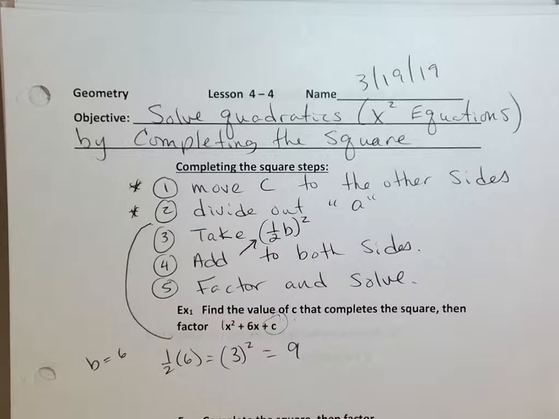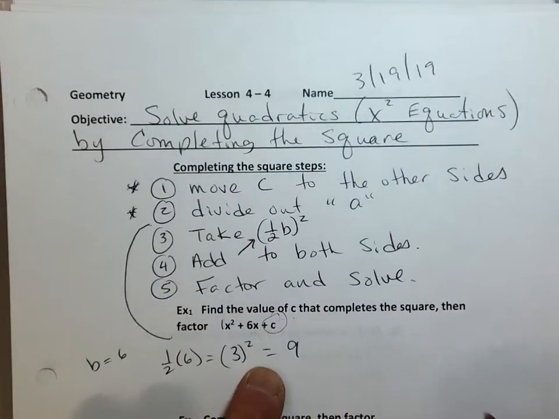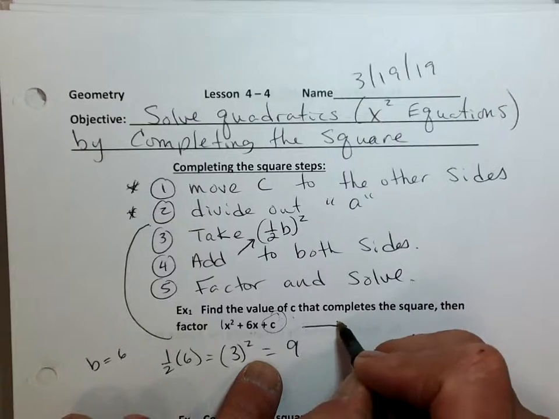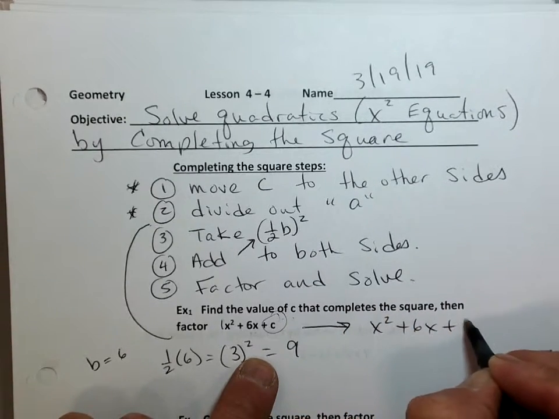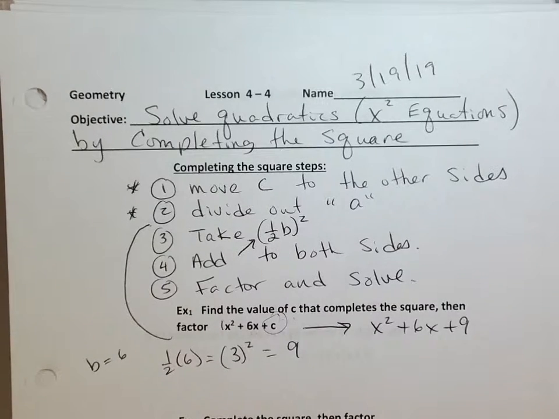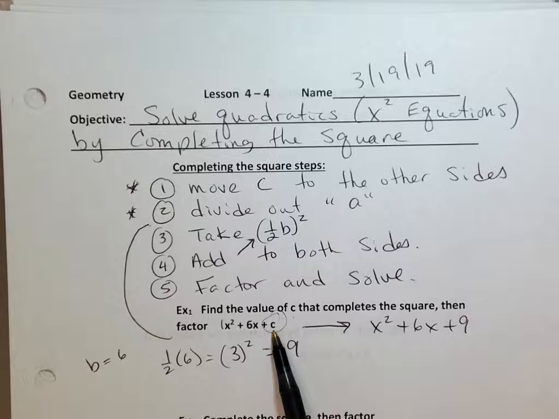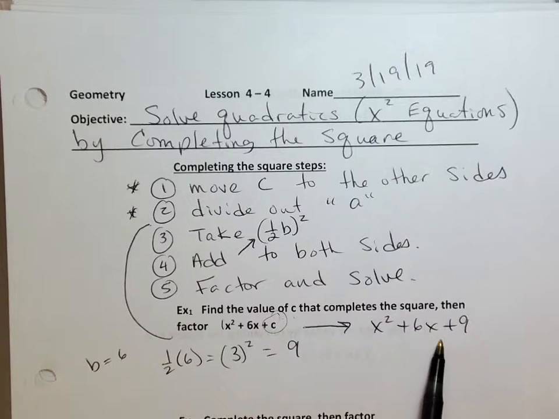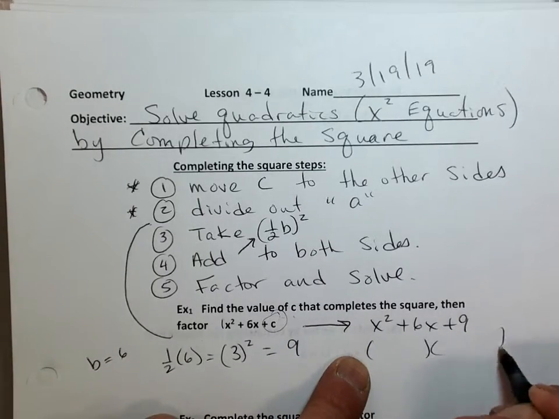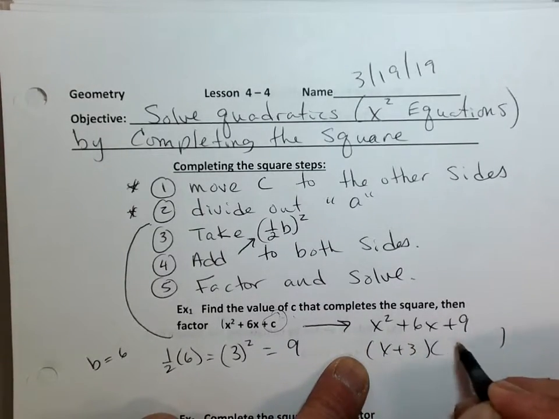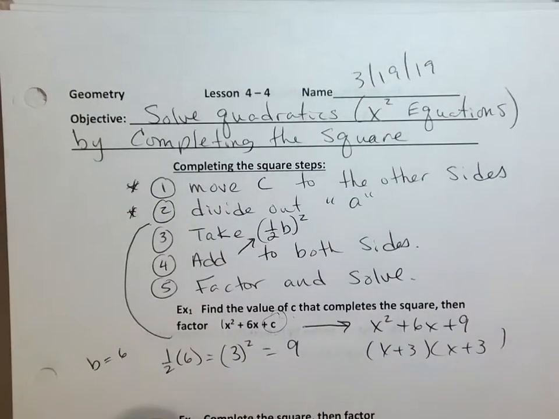Now, what is C in this case? C is 9. So we can rewrite this as x squared plus 6x plus 9, right? We have to create the number that allows us to factor this. So now we can factor this into x plus 3, x plus 3, right?